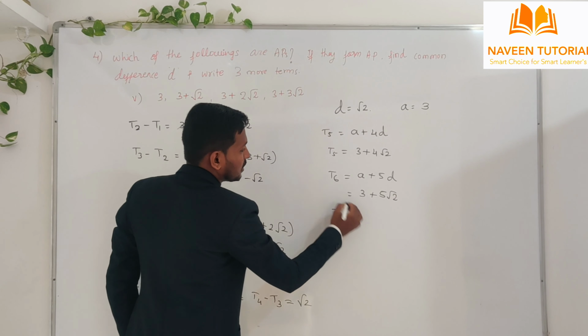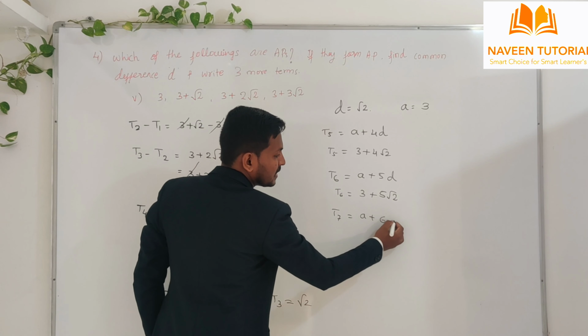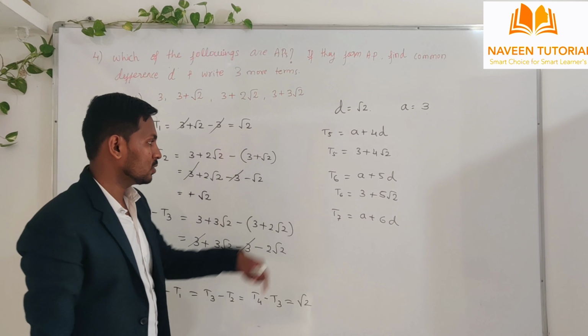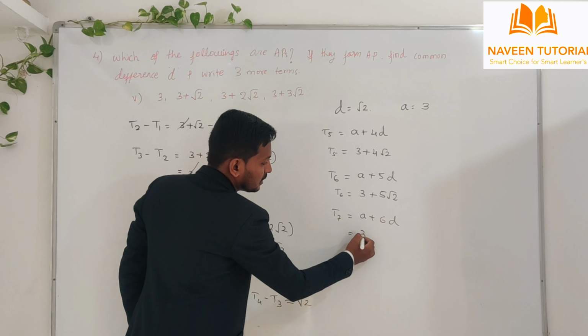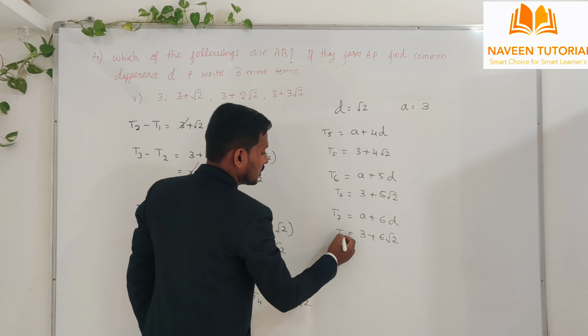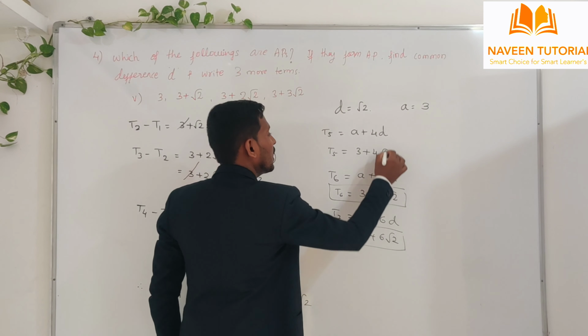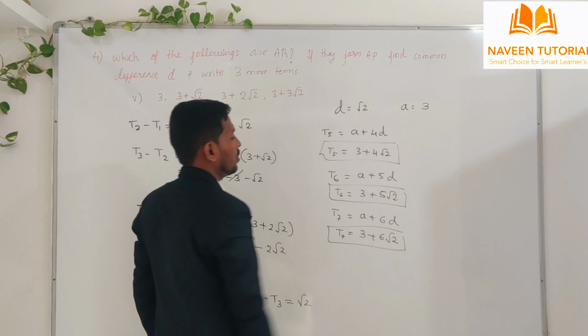Then T7 is equal to A plus 6D. That value is 3 plus 6 root 2. So this is T7. So these are the required 3 more terms.